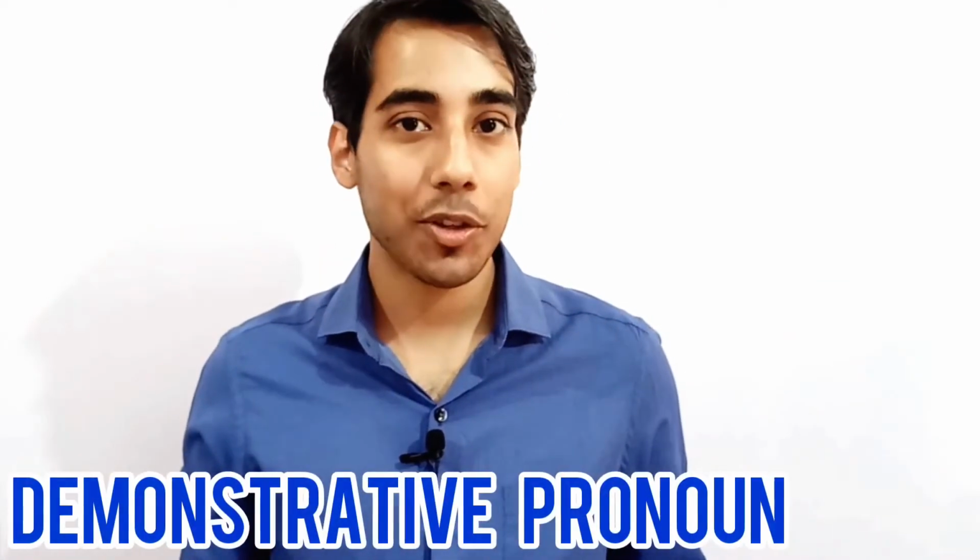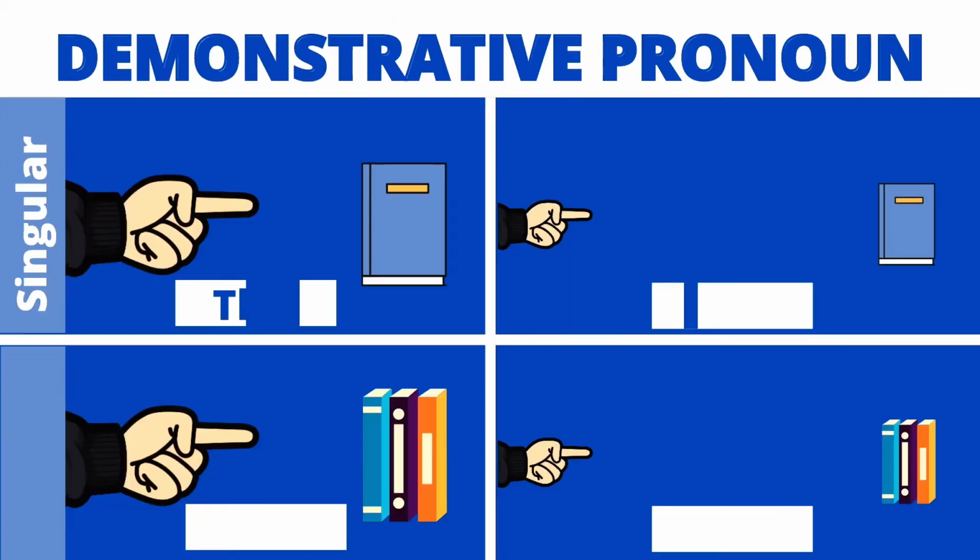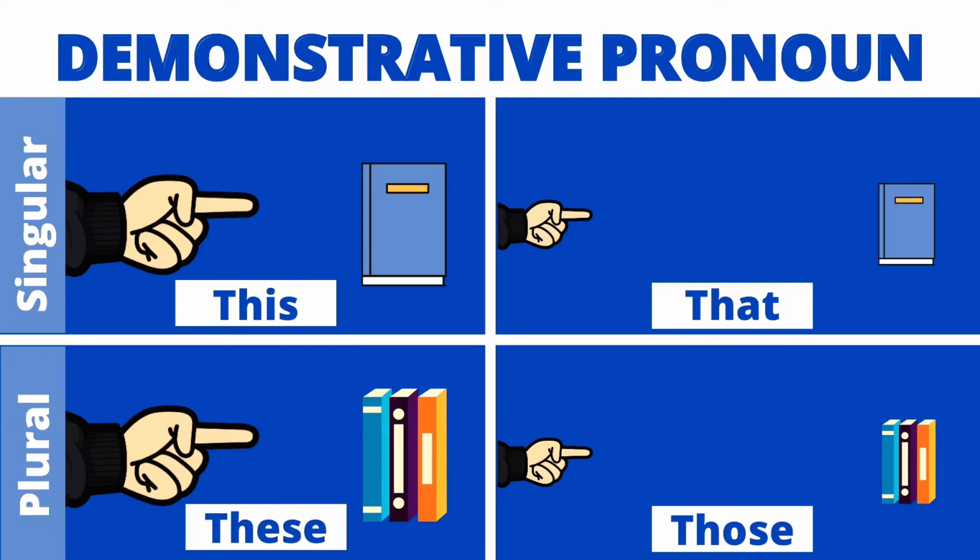Now the next is demonstrative pronoun. A demonstrative pronoun is used to point to something specific within a sentence. These pronouns can indicate items in space or time, and they can either be singular or plural. Look at this picture. For near, we use this for singular and these for plural, and for far, we use that for singular and those for plural.